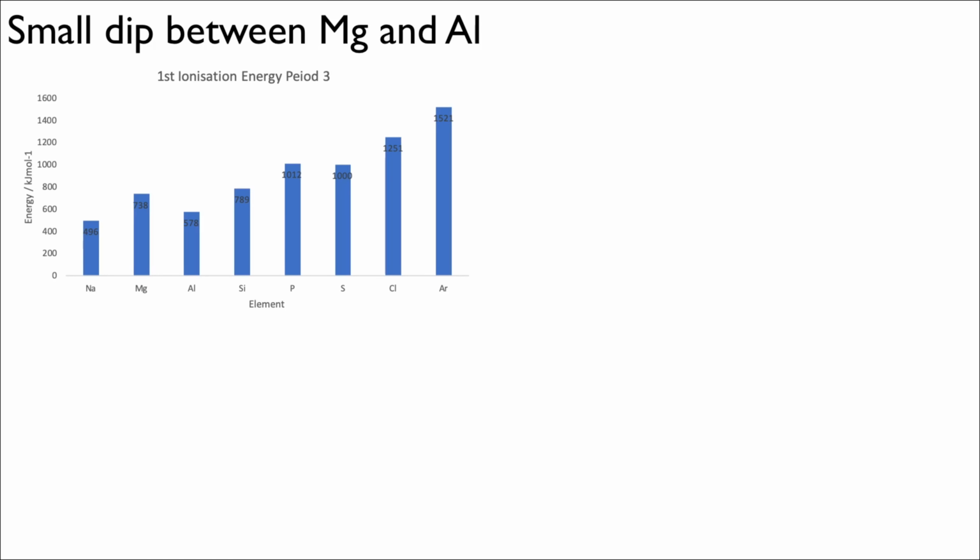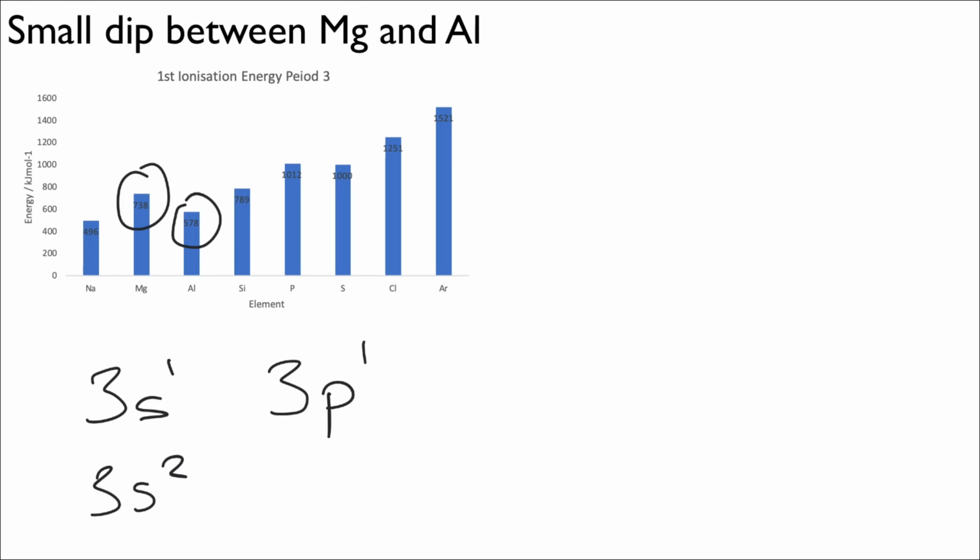Okay, so now we're going to look at the deviations. So there is a small dip between magnesium and aluminium. Okay, so we need to think about why that might be. And we'll think about that in terms of electron configurations. So the sodium, because it's in period 3, has a 3s1 configuration. Magnesium has 3s2, just looking at the outer shell electrons here. And the aluminium has a 3p1 configuration. Okay, it obviously has 3s2, 3p1.